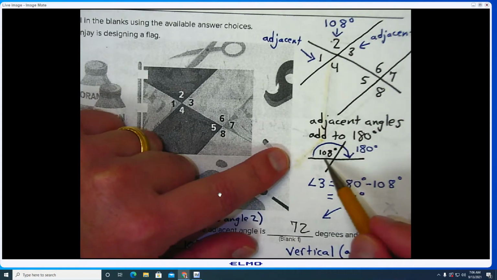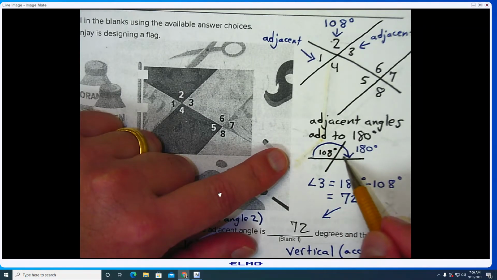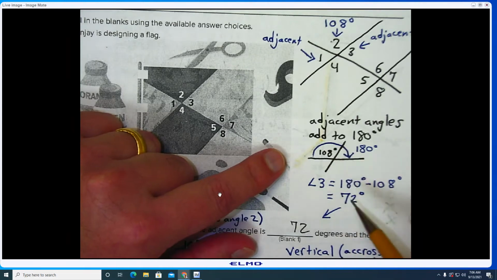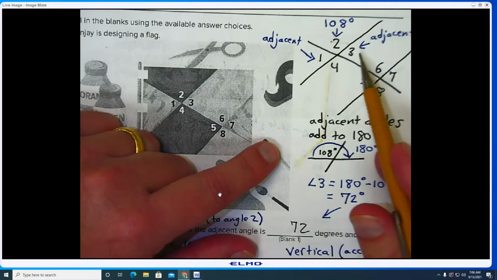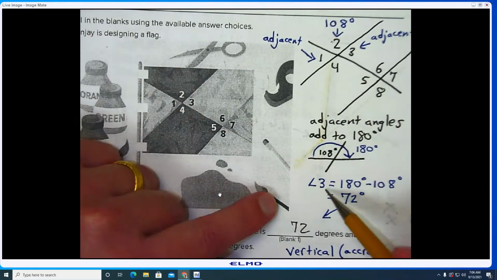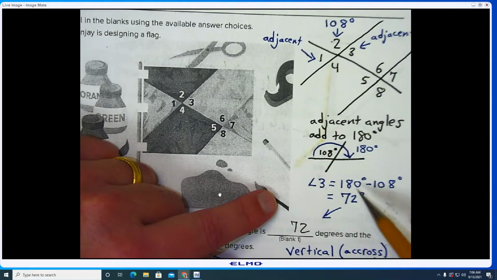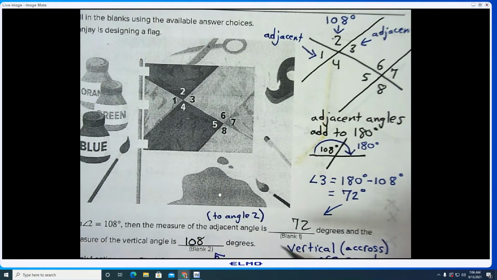So the 108 is right here. Adjacent to it, I'll just go ahead and look at the one to its right. So that's going to total 180 degrees. So that means to find out what this adjacent angle is, I'm going to take the 180 degrees, the total, and I'm going to subtract off the 108 piece. So angle 3 is basically what I'm going to go after. Angle 3 is 180 minus the 108, and that's equal to 72.